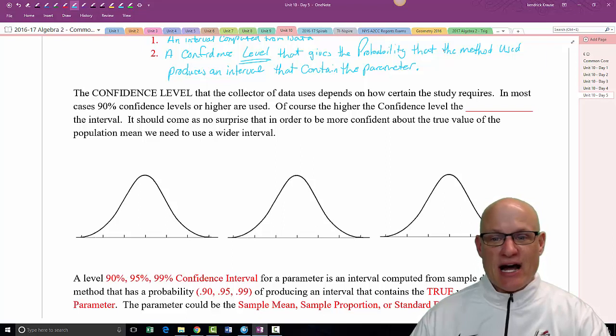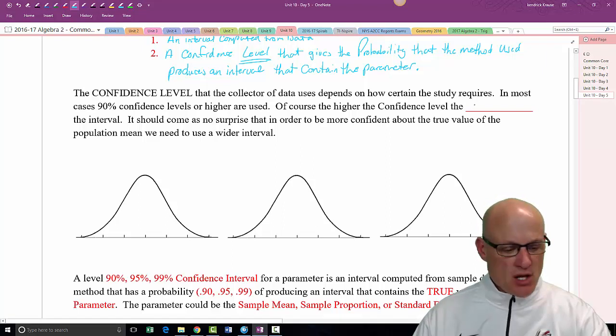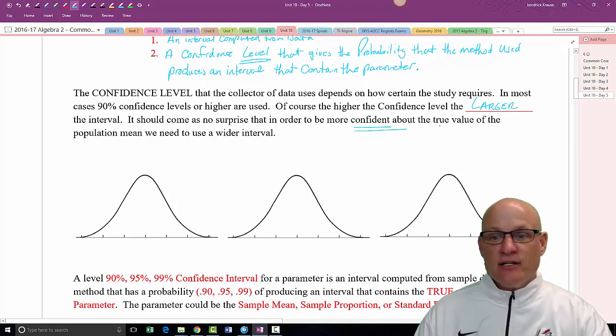Of course, the higher the confidence level, the larger the interval. It should come as no surprise that in order to be more confident about the true value of the population mean, or the parameter, we need to use a wider interval.